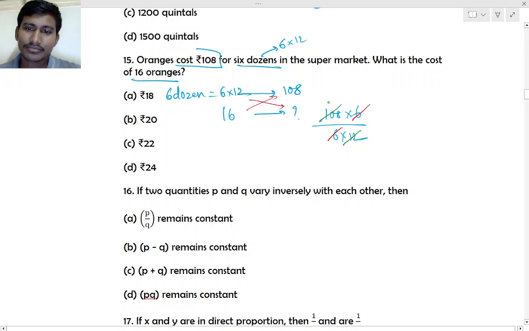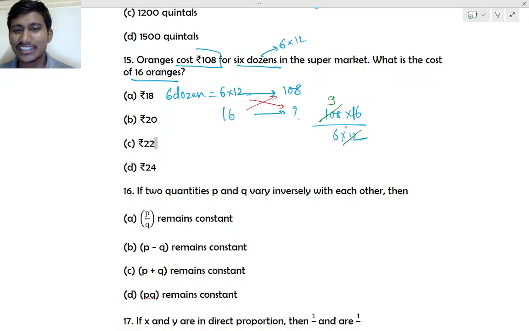12 nines. 12 nines are 108. Sir, what did we do, mistake? I am confused. 16 it is, not 6. Okay, sorry. 108 into 16 it is. Okay, that is the mistake. 12 nines are 108. Next, you divide it.